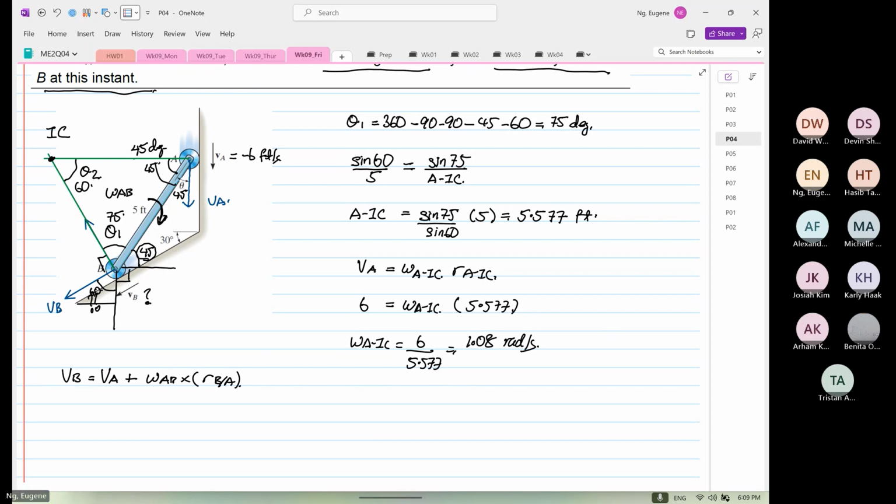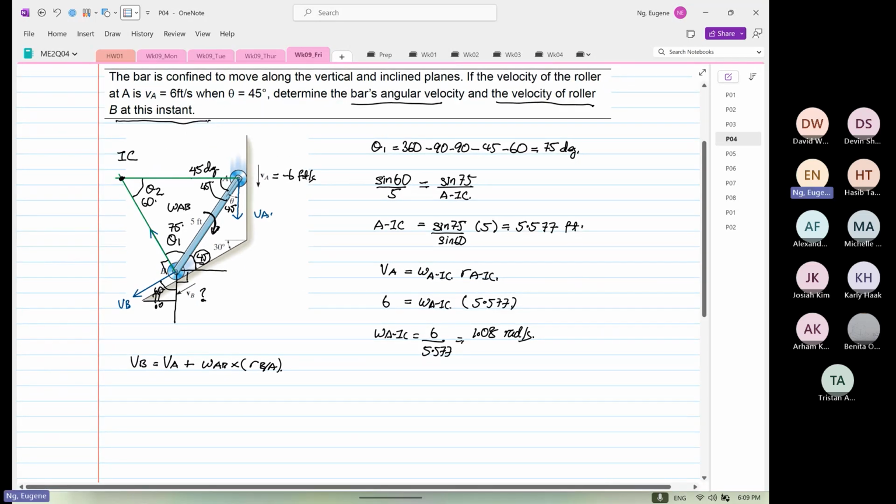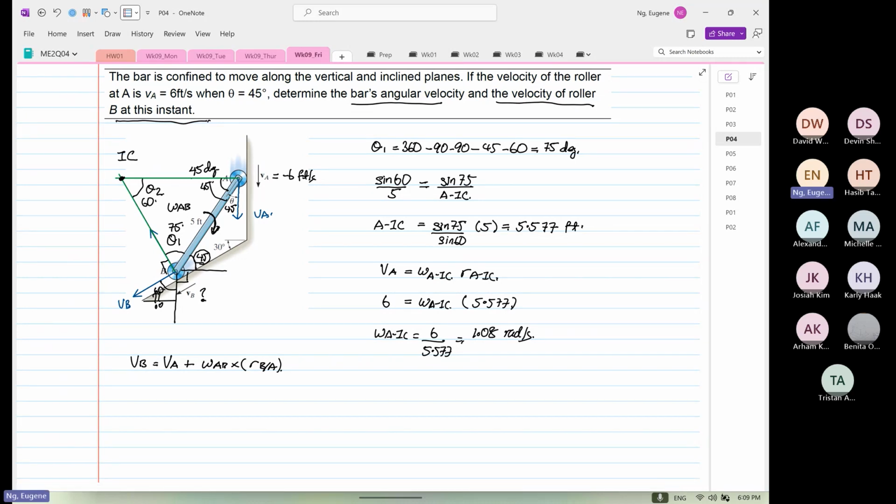Yes or no? You will get the same answer if you were to do it differently. Someone asked me, okay, Eugene, can we solve this using instantaneous center? And I just said yes. And while doing it, isn't it obvious that you could? So you all want me to go further?